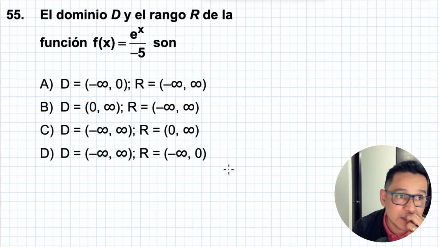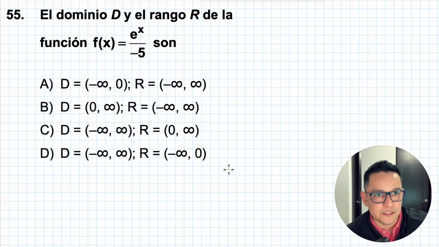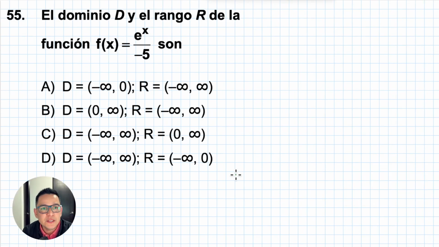All right, let's go with exercise number 55. The domain D and the range R of the function f of x equals e to the x divided by minus 5. This exercise might seem very difficult, but it's really not that hard, okay?